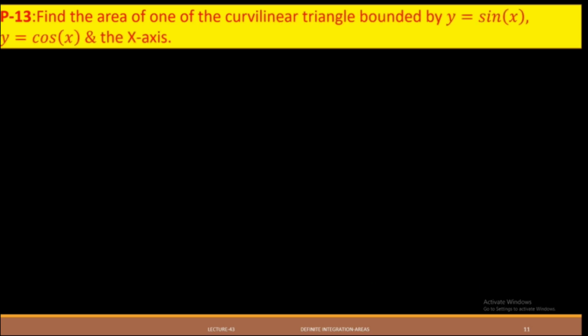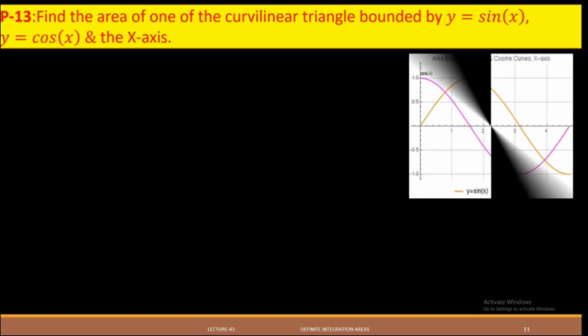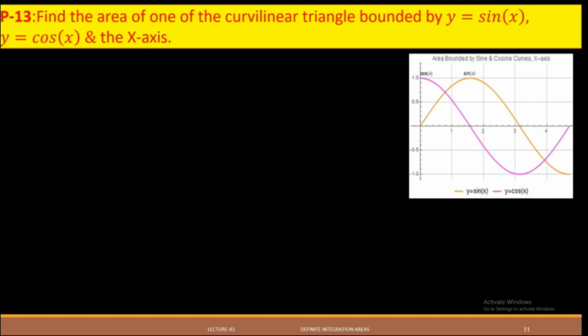We need to find out the area of one of the curvilinear triangles bounded by the curves y is equal to sin x, y is equal to cos x, and that of x-axis. Plotting these two curves on the coordinate axis will give me this figure. So let me identify the curvilinear triangle here.